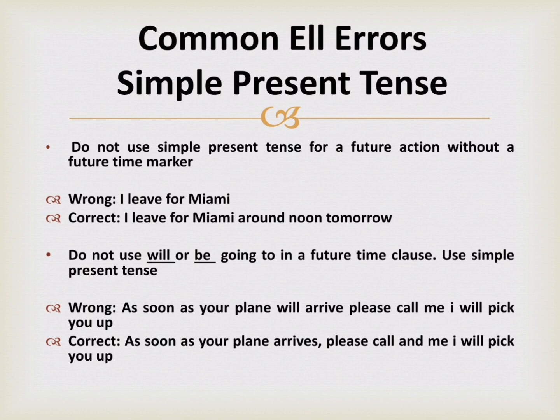Error number 2. Do not use will or be going to in a future time clause. Use simple present tense instead. Let's look at the example. As soon as your plane will arrive, please call me, I will pick you up, which is wrong. The correct answer is: as soon as your plane arrives, please call me and I will pick you up.